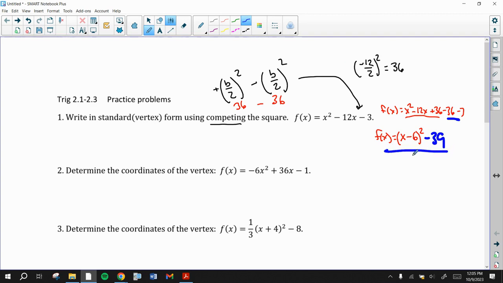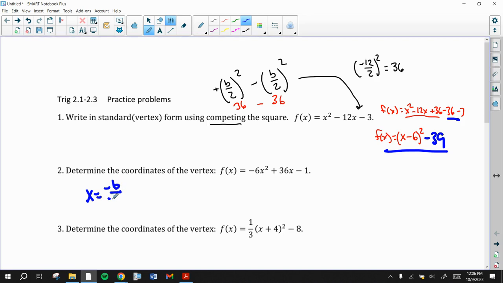Vertex form is helpful because you can now figure out what the vertex is. It's at 6 comma negative 39. That's not what it asked for, but the next one asks for the vertex. So you can do it two ways. You can try to put it in vertex form, or you can use the formulas. Because I have a negative 6 up here, I'm going to use the formula for the general form of a vertex of a quadratic. So first you find the axis of symmetry. So the axis of symmetry, which is the x-coordinate of the vertex, is negative b over 2a.